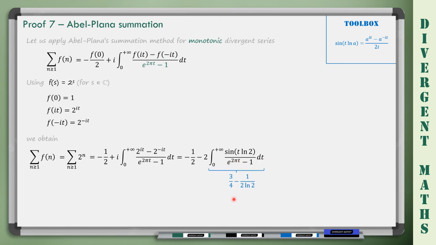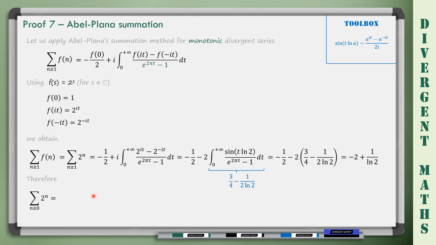So that value is 3/4 minus 1 over 2 log of 2. That becomes negative 1/2 minus 2 times 3/4 minus 1 over 2 log of 2, which by simplification, we can see here, negative 1/2, that one will give us negative 3/2, so it gives us a negative 2. Minus minus becomes plus, the 2 will simplify, and we're left with 1 over log of 2.